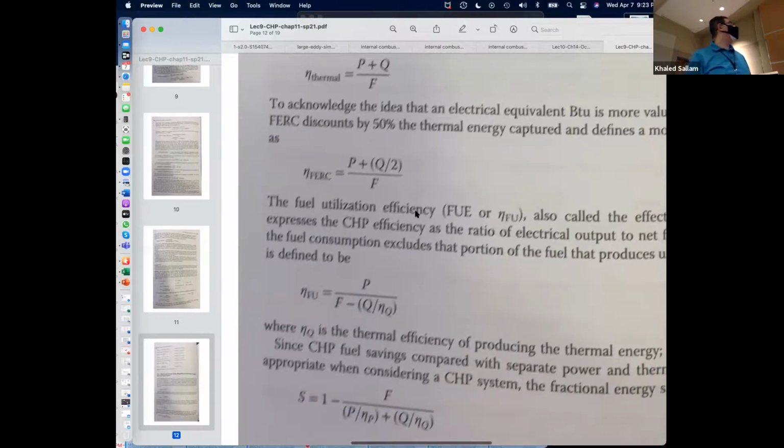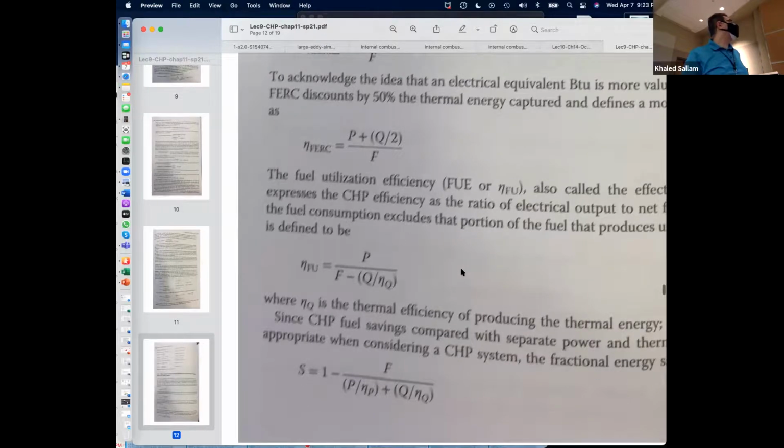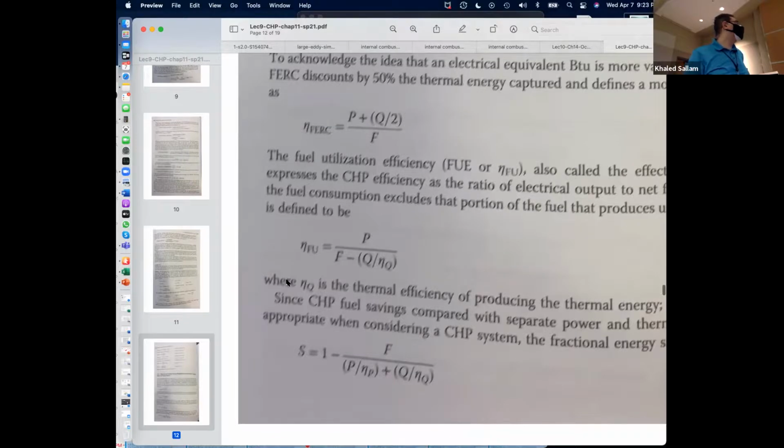Fuel utilization efficiency. Okay, what is fuel utilization efficiency? How much did we benefit from our fuel? If we are just going to generate power out of it, the efficiency would be the power over F. I got this many kilowatt hour or this much BTU in work, and I burned this much BTU. And so the thermal efficiency or utilization efficiency of that fuel is output over input.